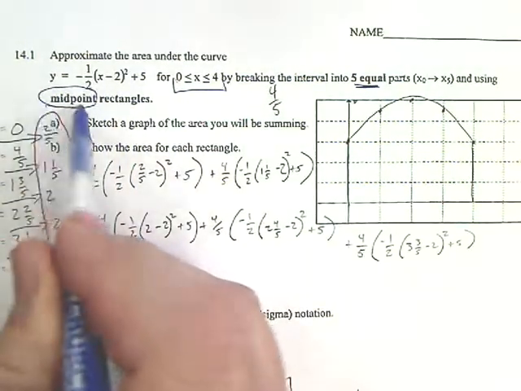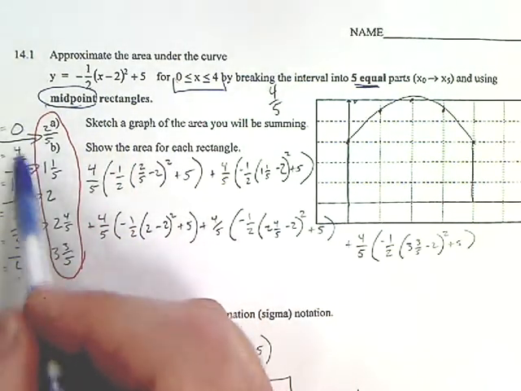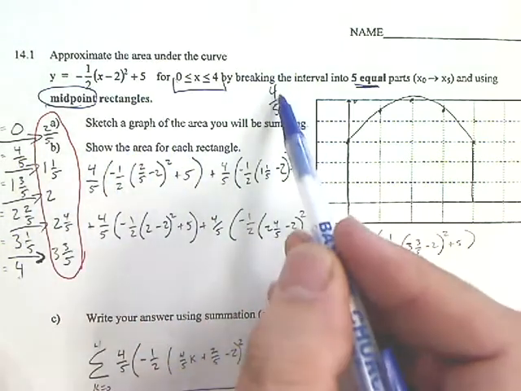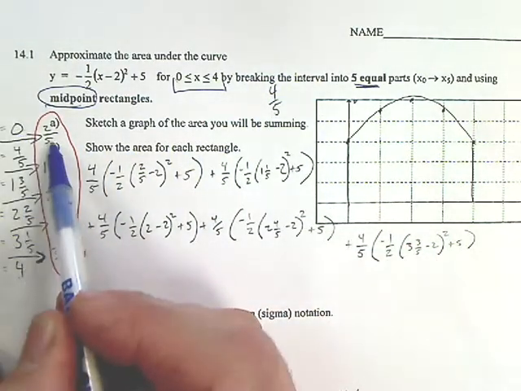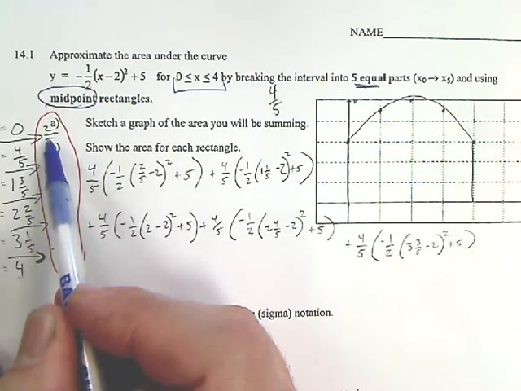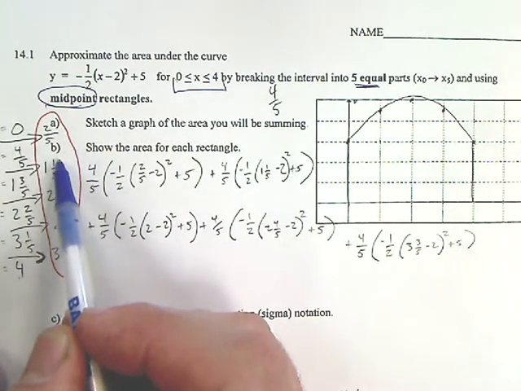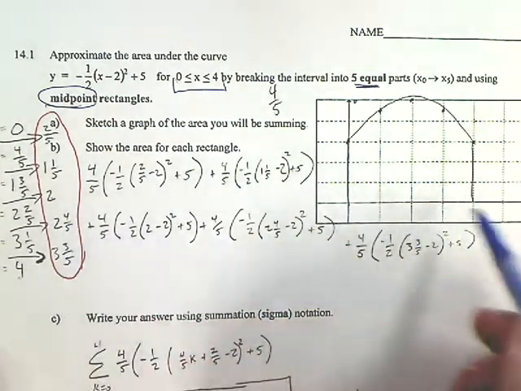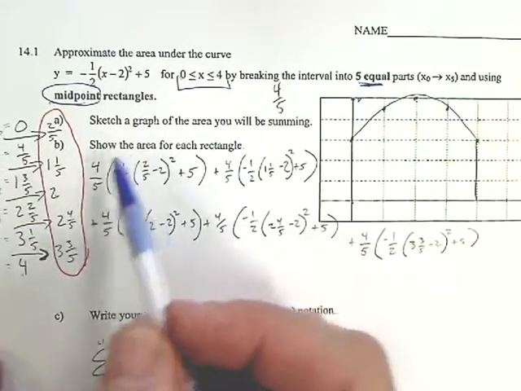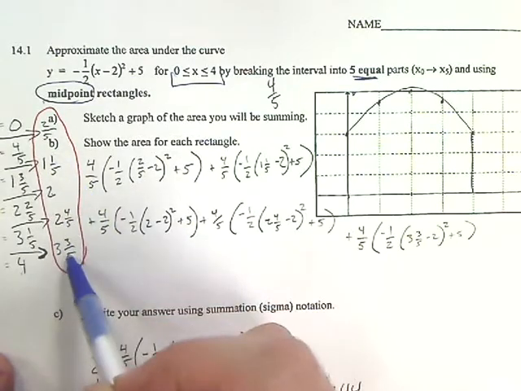Finding midpoint, so I have to find halfway between these guys. Half of this distance is 2/5, so I just add 2/5 to my lowest. And that got me 2/5. And then all I have to do is add 4/5 to each one. And that'll get me to the middle of each of my rectangles. And that's how I did that.